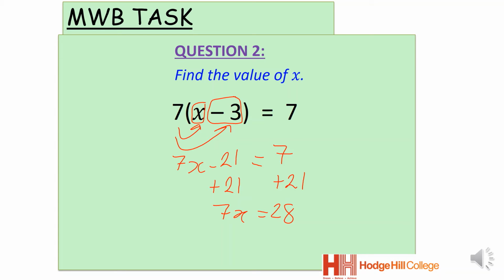x times 7 equals 28. So the inverse of times by 7 is divided by 7 on both sides, because we have to balance the equation. So x equals 4, and that is our final solution.